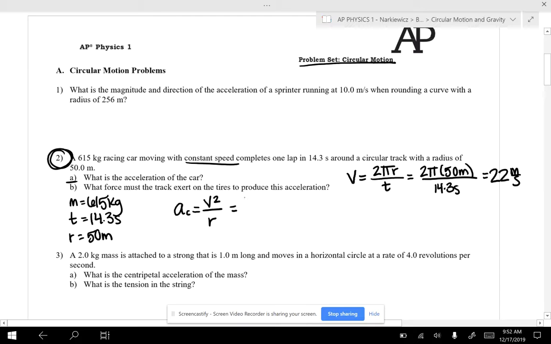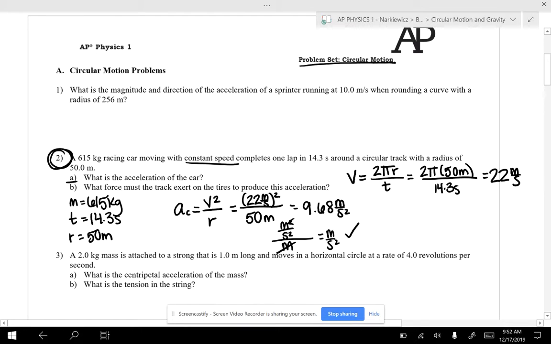So then I take that speed and plug it in here, 22 meters per second squared, over the radius of 50 meters. So we do 22 squared divided by 50, and we get an acceleration of 9.68 meters per second squared. And the units do work out, even though they don't seem like it. So we have to square the meters and the seconds from the top, then divide by a meter. So one of the meters cancels, and we're left with a meter per second squared.